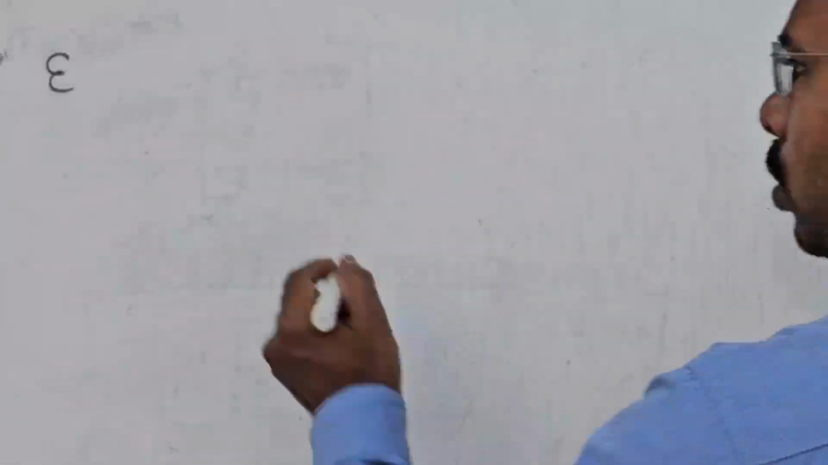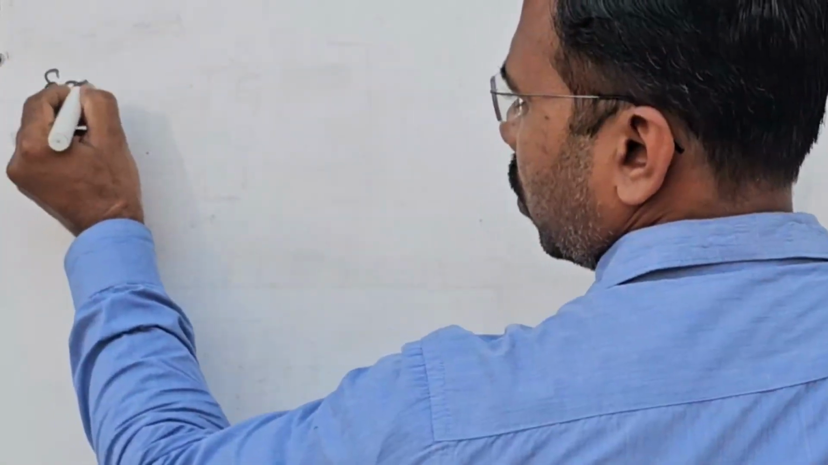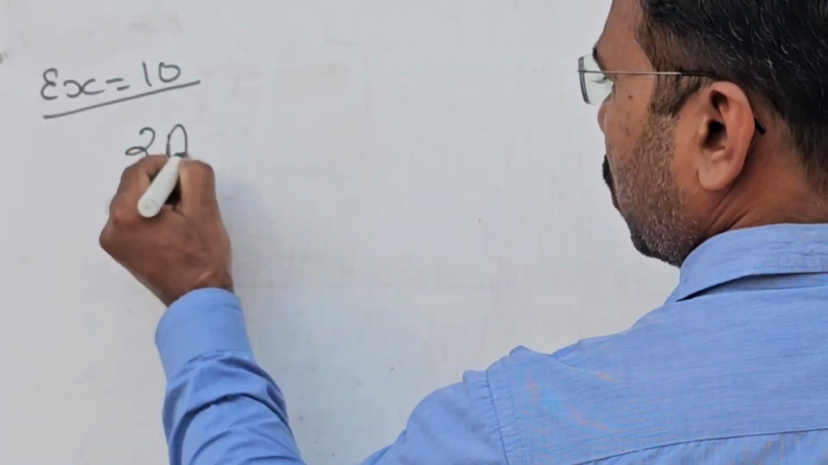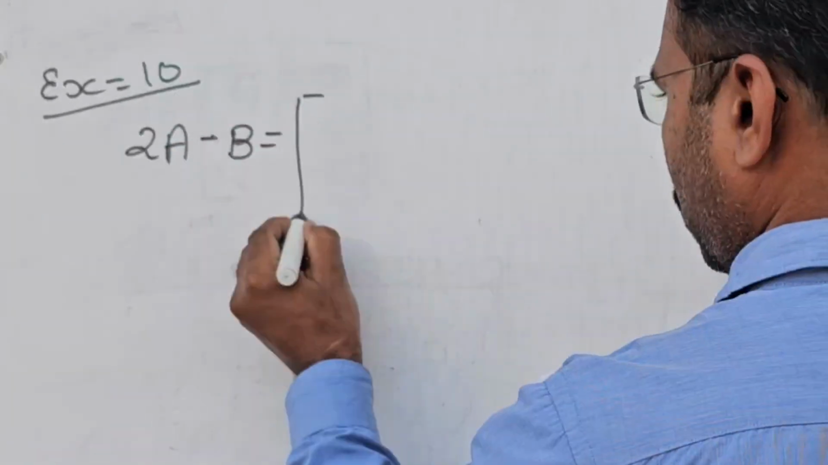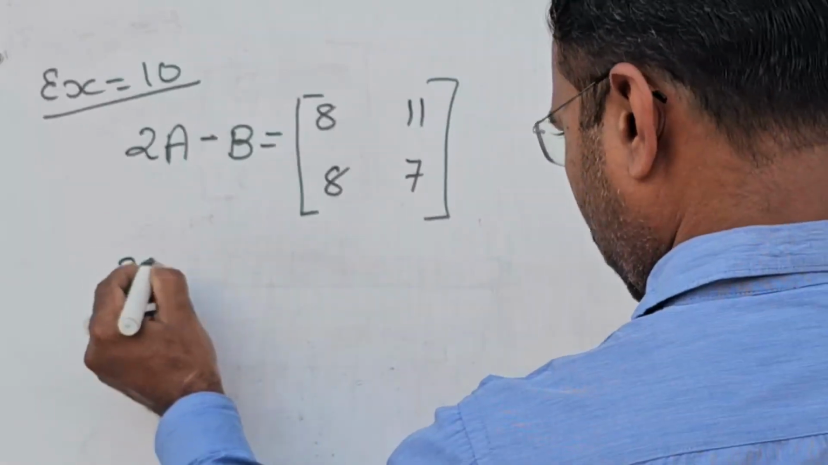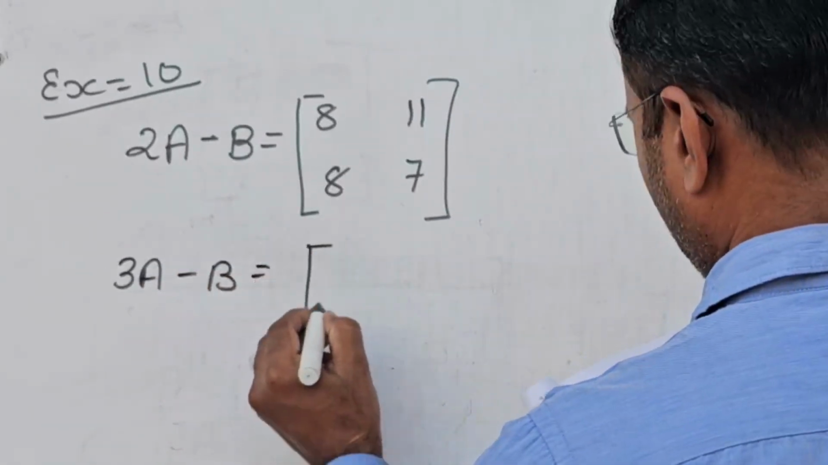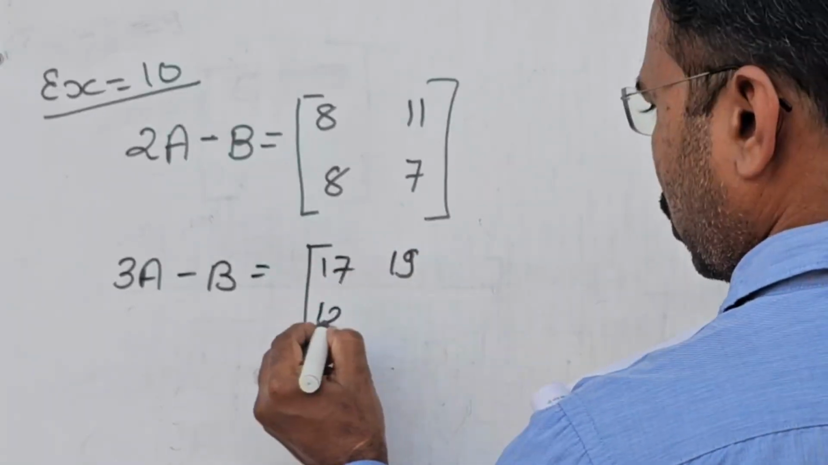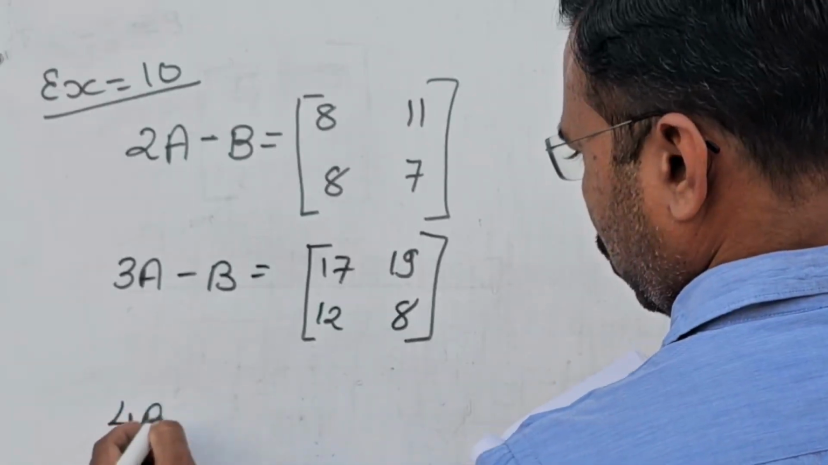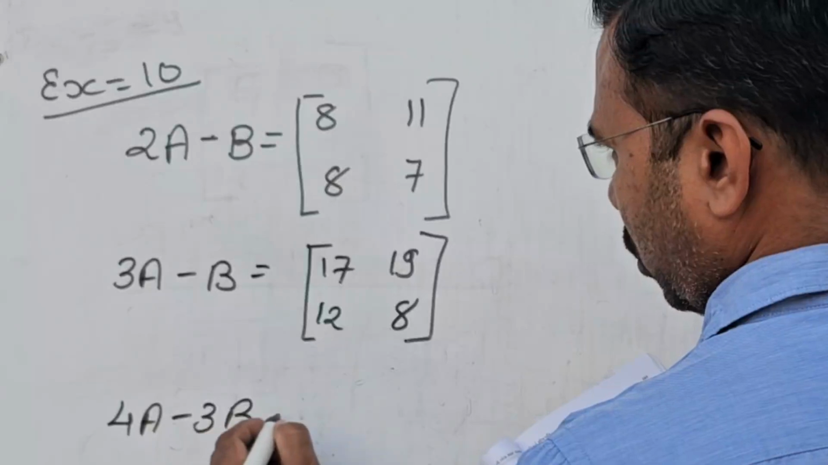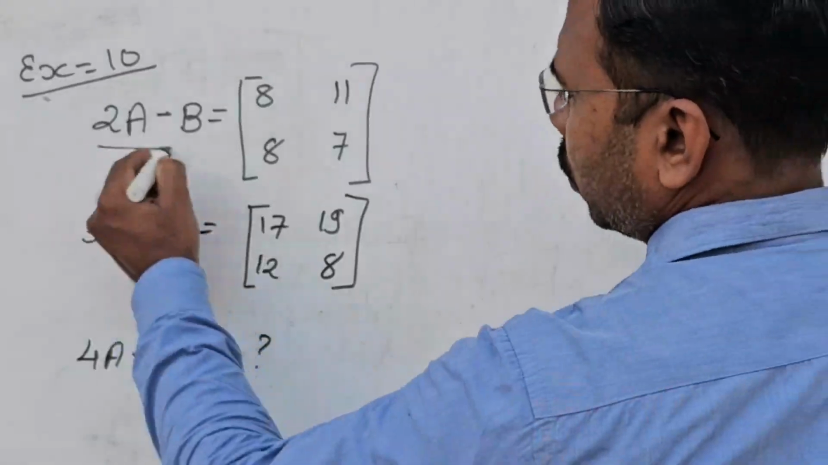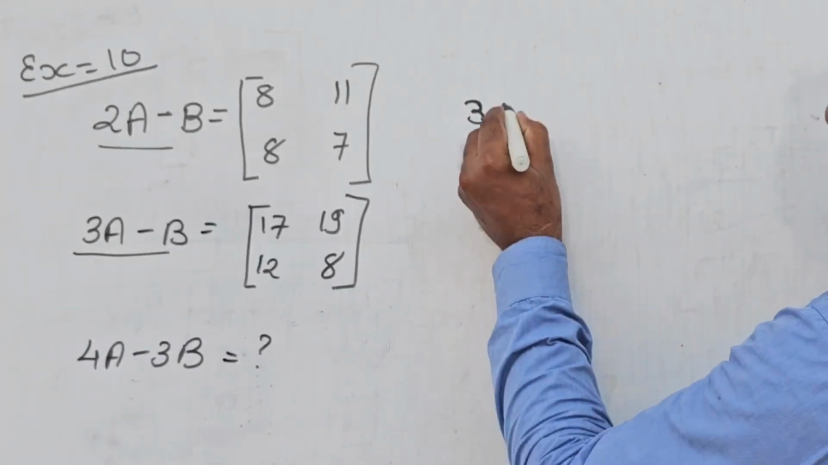Today we will see example number 10 from the exercise. Here two conditions are given. 2A minus B is equal to the matrix [8, 11; 8, 7]. Second one, 3A minus B is equal to the matrix [17, 19; 12, 8]. It is also given that 4A minus 3B is equal to what? Here we have to find out the value of 4A minus 3B.